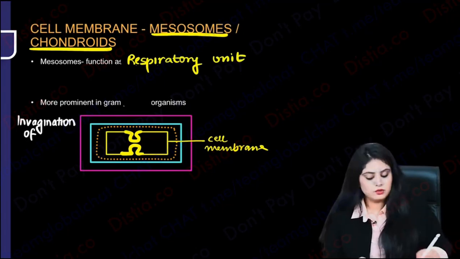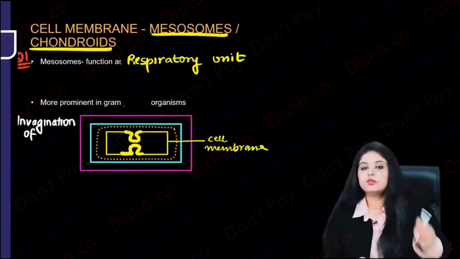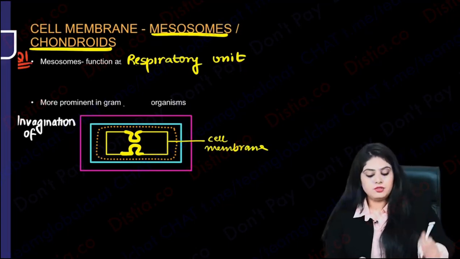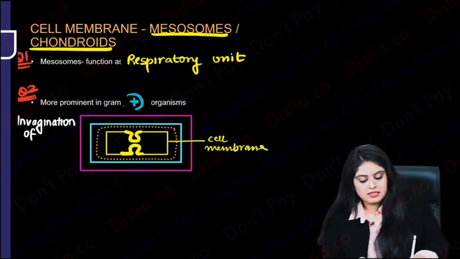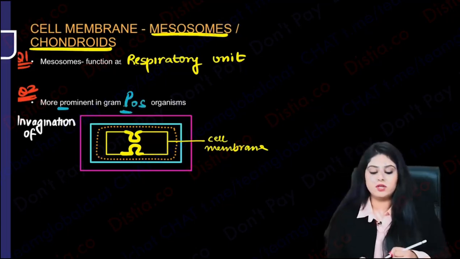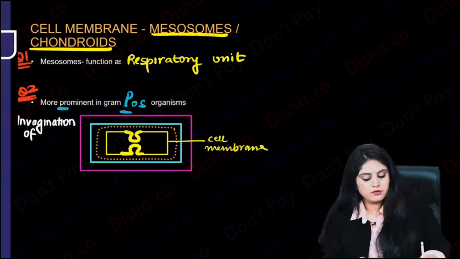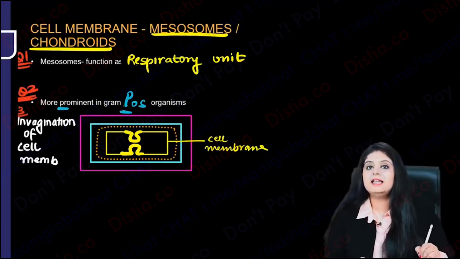So there are three questions on a mesosome. Question number 1, mesosome or chondroids are what? They are respiratory units. Question number 2, they are seen in both gram positive and gram negative, but they are prominent in positive. Remember, they are more prominent in gram positive organisms. And question 3, which is in front of you, it is an invagination of which layer? It is an invagination of the cell membrane.